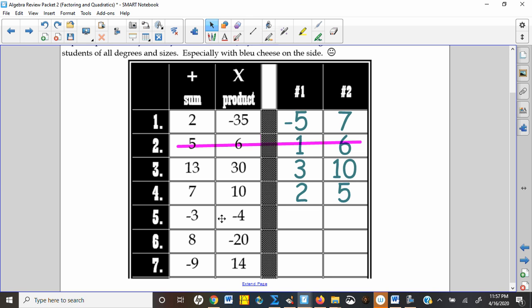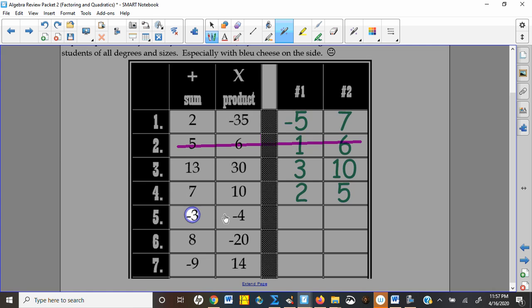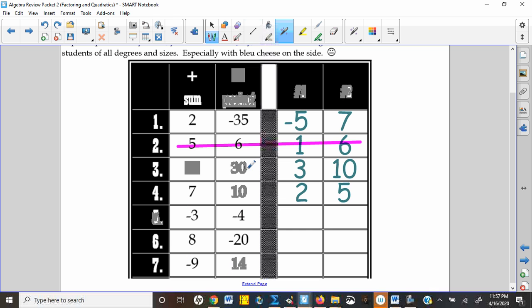Now we start getting into some negatives. So I need a positive times a negative to equal -4. So is it 1 and 4 that have a difference of 3, or is it 2 and 2 that have a difference of 3? No, 2 and 2 have a difference of 0. That would be like difference of squares. So it's got to be a 4 and a 1, and because this is a -3, the bigger number has to be the negative. So -4, +1. Okay.